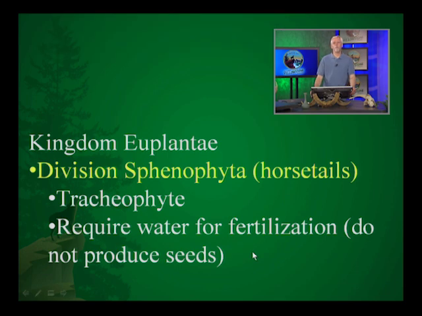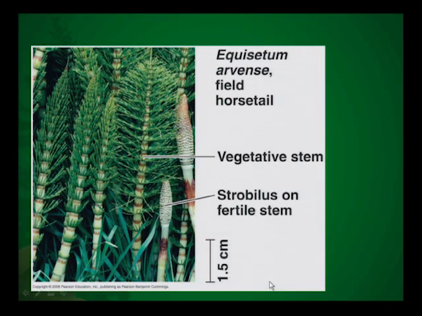So kind of the last non-seed producing plant I want to discuss from the Yellowstone ecosystem are the horsetails, the division Sphenophyta. And again, they're tracheophytes, they're sporophyte dominant, but they also require water for fertilization. So again, a non-seed producing plant, like mosses and club mosses, we tend to find them in wetter habitats. So horsetails, again, are a pretty common plant up there in the wetter areas. It's also a pretty common ornamental plant, so hopefully you've seen horsetails before.